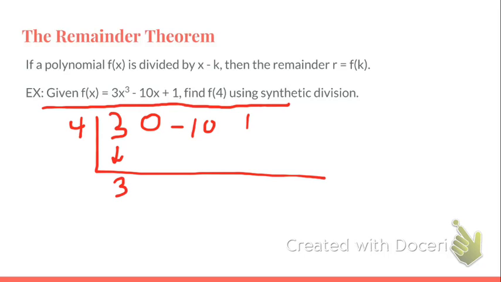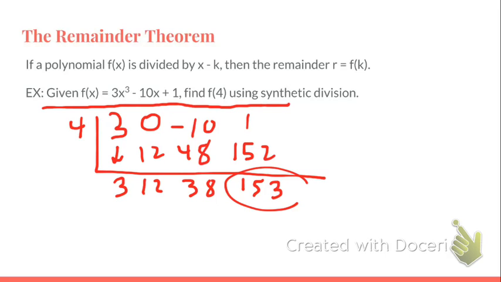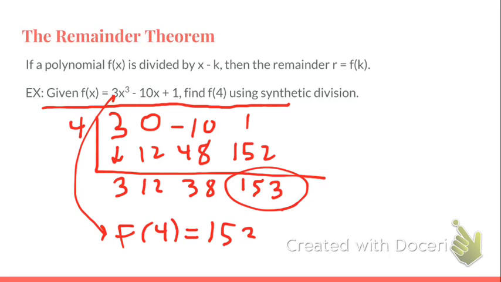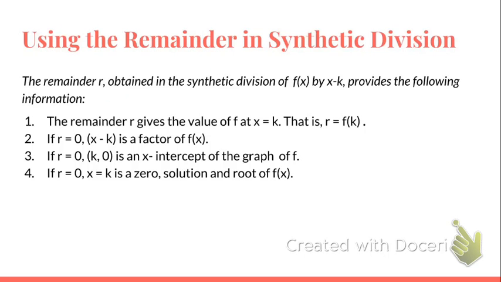Now we're going to add, multiply. Add, multiply. 12 times 4 is 48. Add, multiply. Add, and our remainder is our answer to the question. If we were to plug 4 into that function, 3x cubed minus 10x plus 1, we would get 153. Alright, another application of synthetic division.